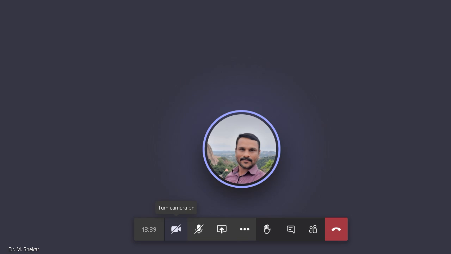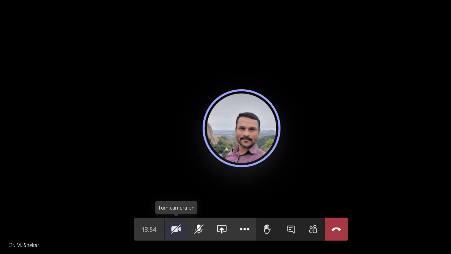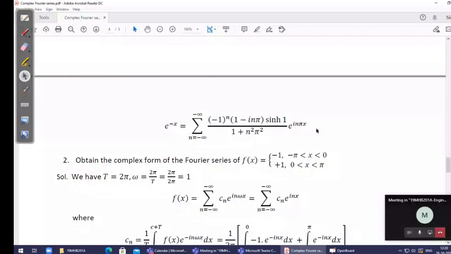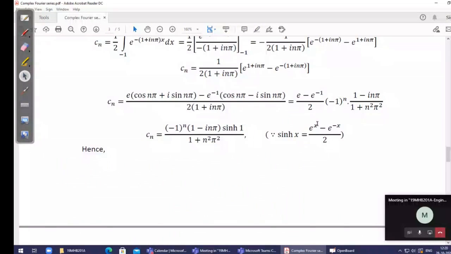Okay, so that's all the information regarding the assignment submission. Now I'll continue with the complex Fourier series. We discussed one example in the complex Fourier series, and I think we missed the sign for e power minus x.